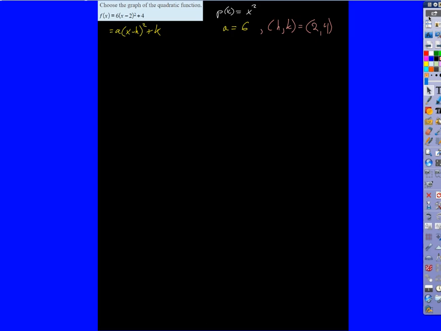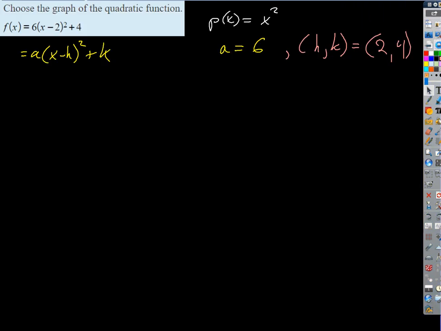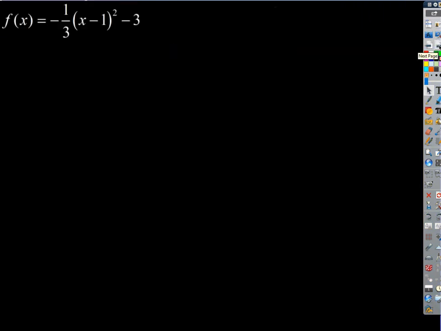All right, so maybe we won't even do this one, but I want you to tell me with this next one, how is it going to be different? What are the values of A, H, and K here? A is negative 1/3, okay. How about H and K? H is 1, good. K is -3, good. And so we're going to slide this thing.